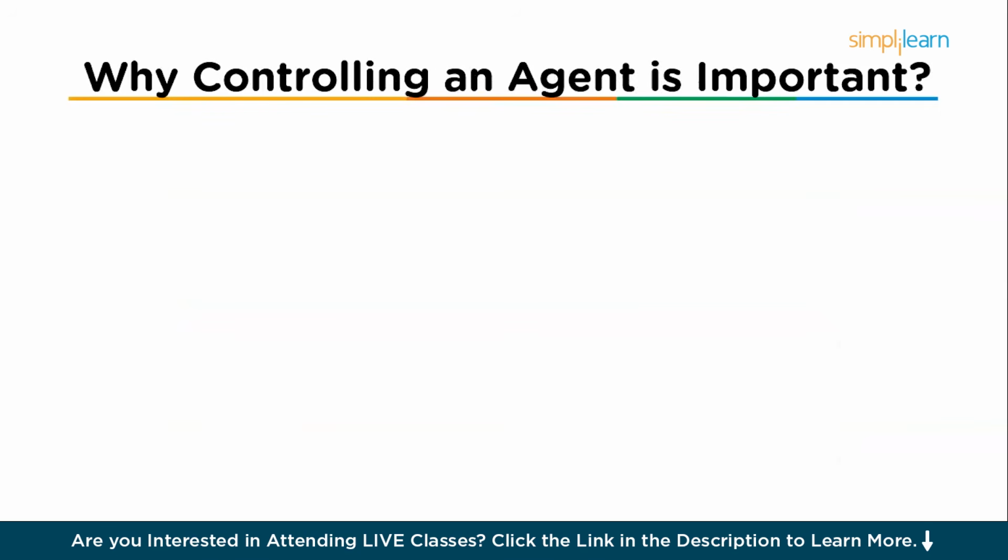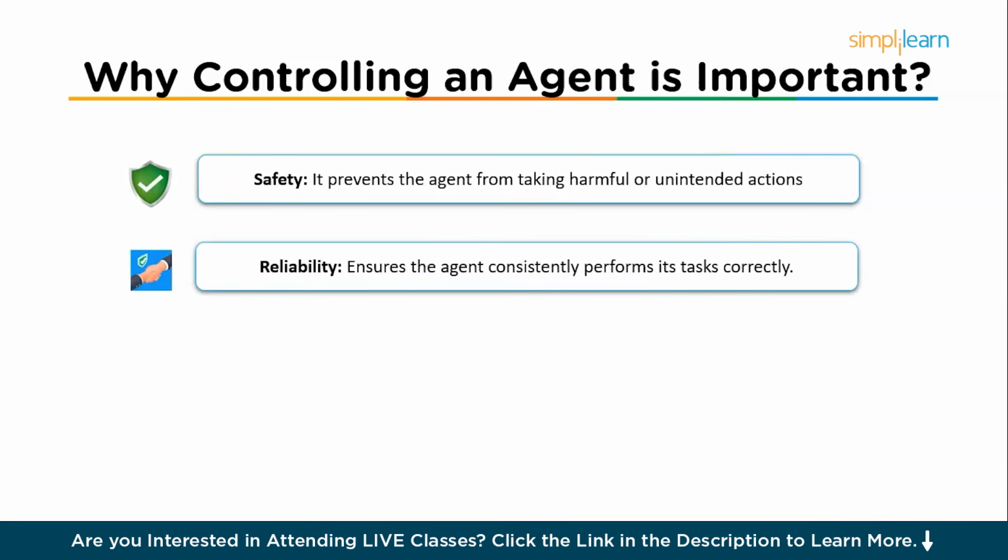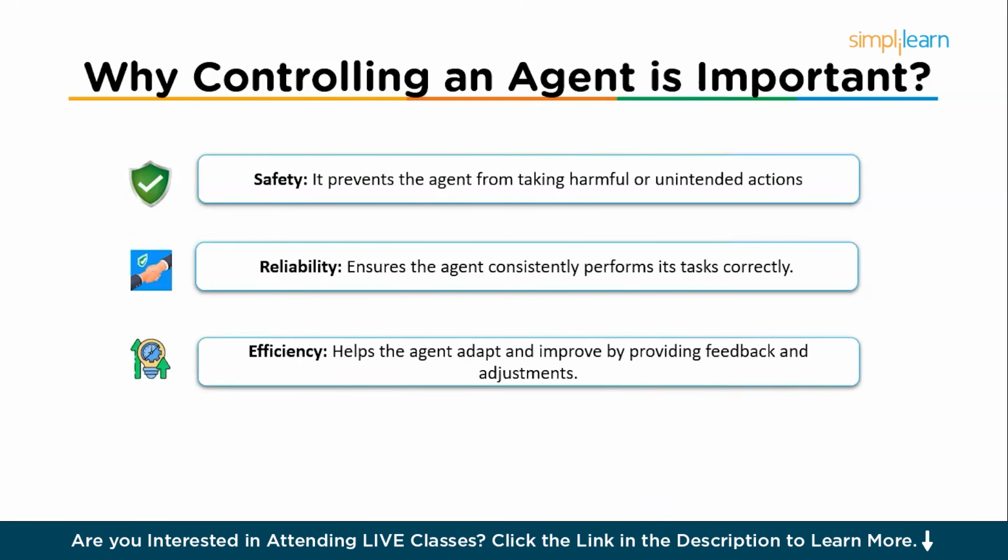Now let us see why controlling an agent is so important. It is important because of safety. It prevents the agent from taking harmful or unintended actions. Then comes reliability. It ensures the agent consistently performs its task correctly. Then comes efficiency. It helps the agent adapt and improve by providing feedback and adjustments.